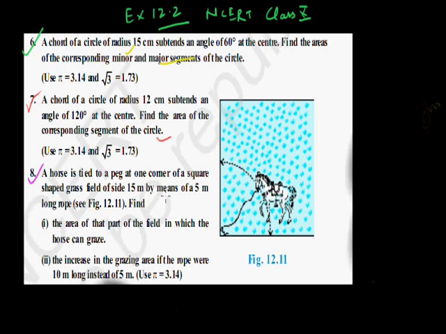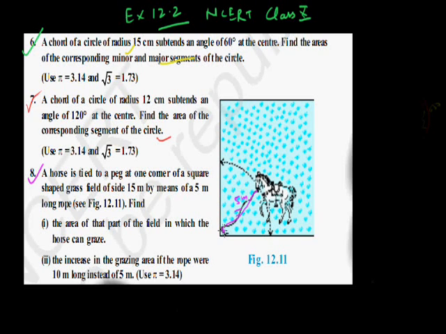A horse is tied to a peg at the corner of a square shaped grass field of side 15 meter by means of a 5 meter long rope. Find the area of the part of the field in which the horse can graze. Now this is the horse, this is the rope. Now this rope is 5 meter.